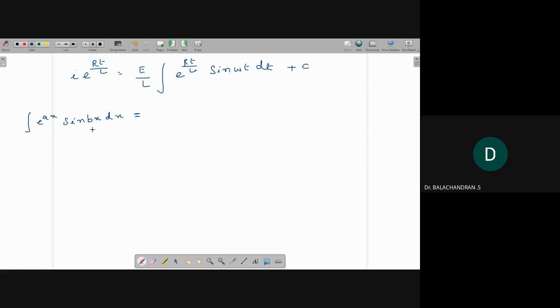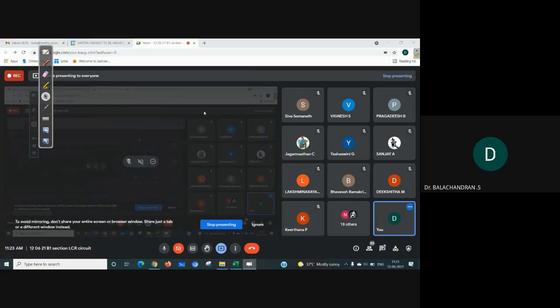Actually, integration by parts is used here, but the derivation is also there in your book maybe. I think at least Andhra Pradesh students studied this one. So anybody, Manikandan? Say no idea.